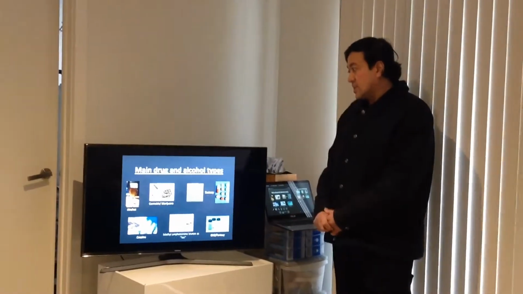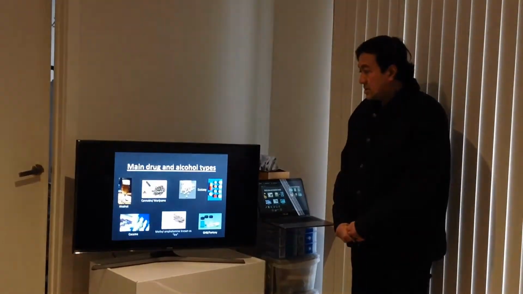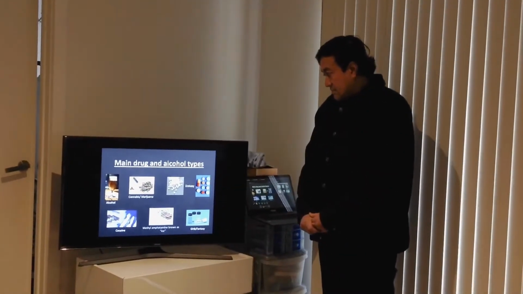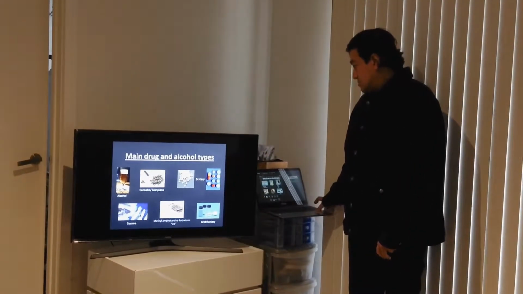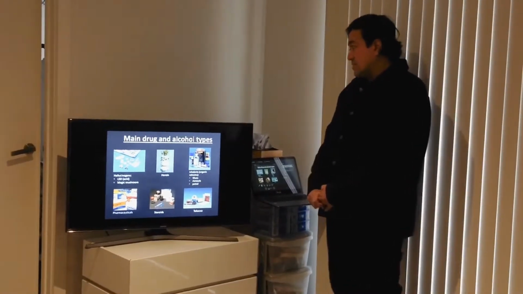As you can see on the screen, these are different types of drug and alcohol. This is a second batch of examples with different types of drug and alcohol.